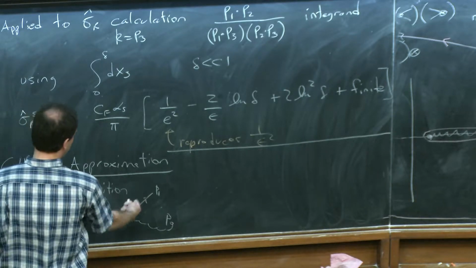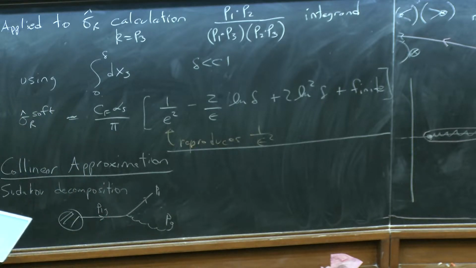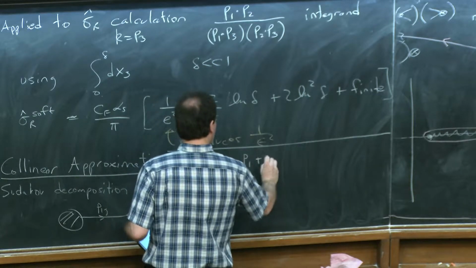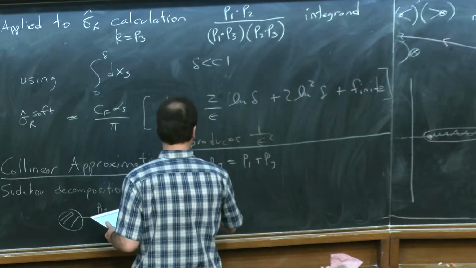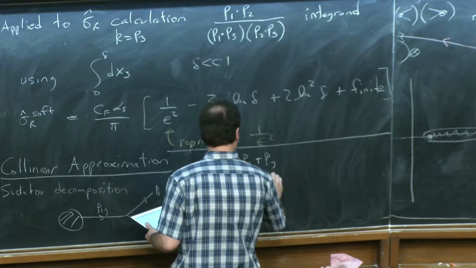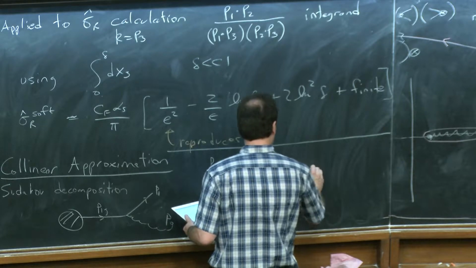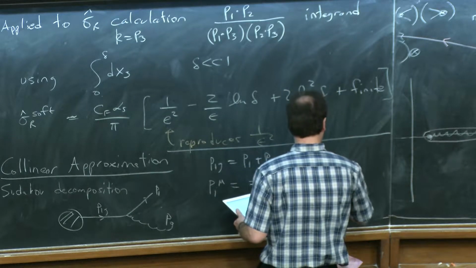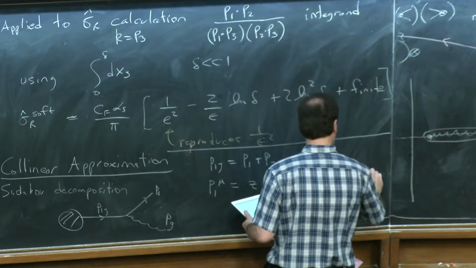And the Sudakov decomposition is about what is precisely my mathematical definition of the limit as these two particles become collinear. So P1 glue is P1 plus P glue by definition. And this is the Sudakov decomposition. I'll just write it out and then I'll explain it. We want to decompose the momenta in a way that we can take the limit, and the nice thing to do is to decompose them in terms of light-like vectors. That's what the Sudakov decomposition is.